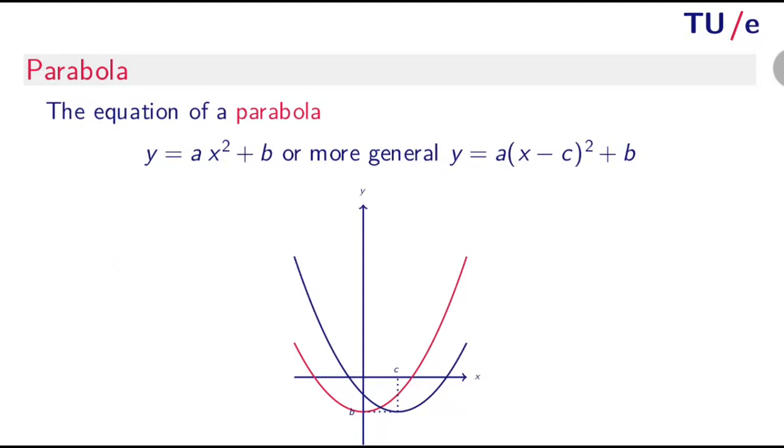Parabolas are quite known to us. A general equation for such a parabola is an equation of the form y = ax^2 + b. Or even more general, y = a(x - c)^2 + b. Of course, if you have the latter formula, y = a(x - c)^2 + b, you see that the top or the lowest point of the parabola is at x-coordinate c and has then value b.